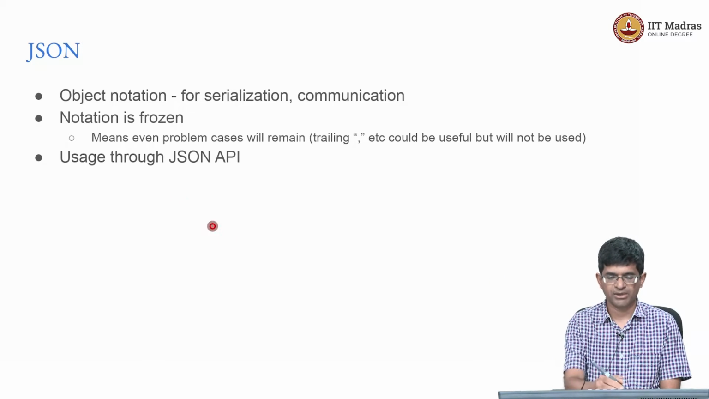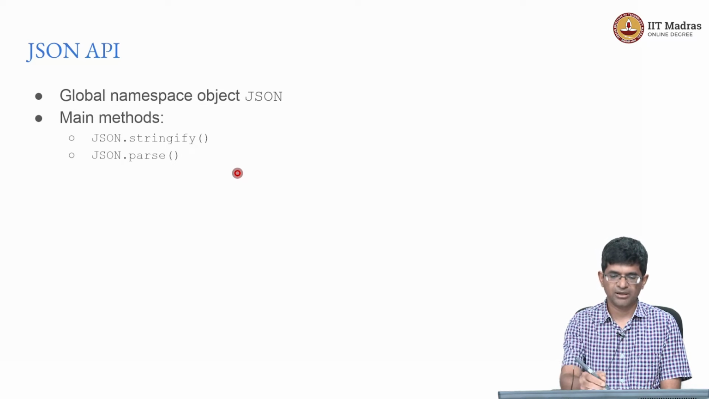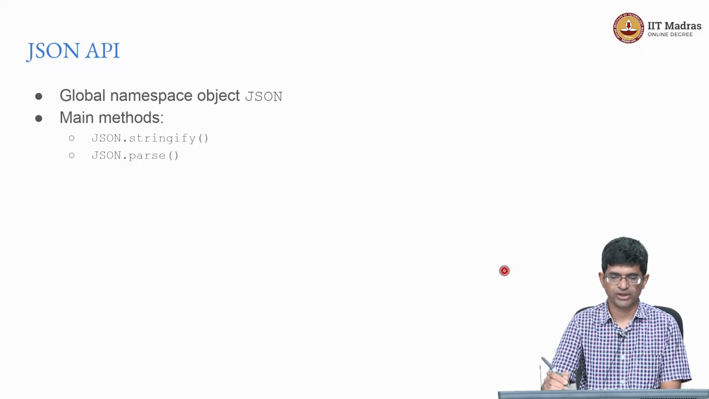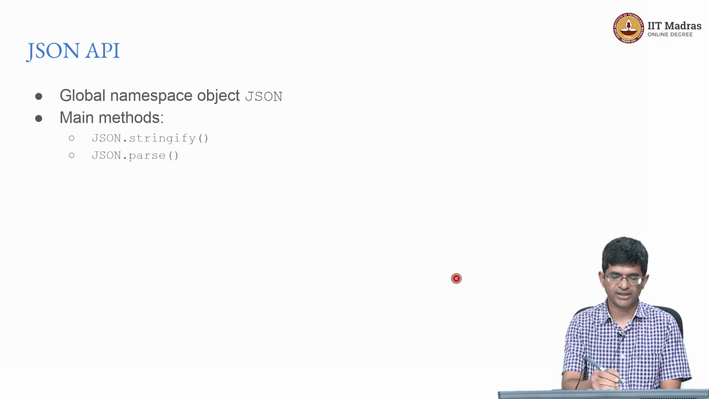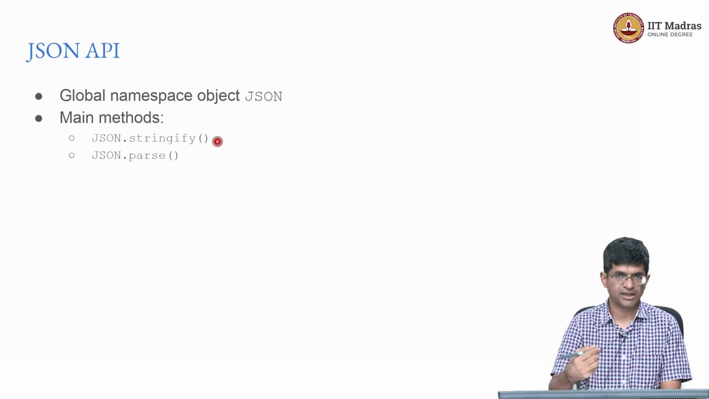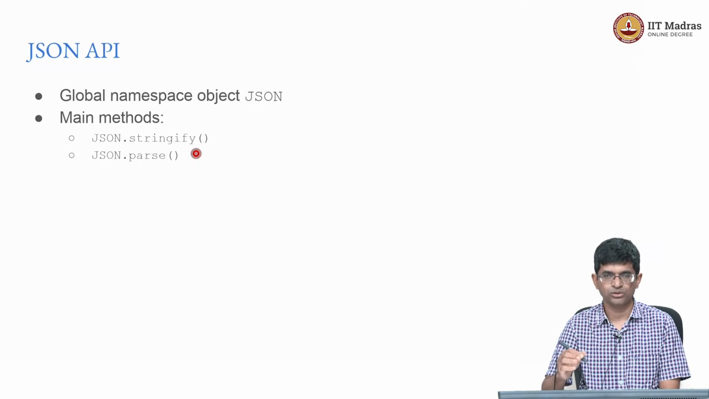In the case of JavaScript, it is used through the so-called JSON API. The JSON API basically makes one global namespace object called JSON available to your scripts, okay? So you can straight away use JSON dot certain functions. And the main methods that we are interested in are two of them. One of them is JSON.stringify, which takes an object and converts it into a string. And the other is parse, which takes a string and can convert it back to an object. It does not directly do so, but at least it parses it into something which can then be used in order to construct an object, okay?